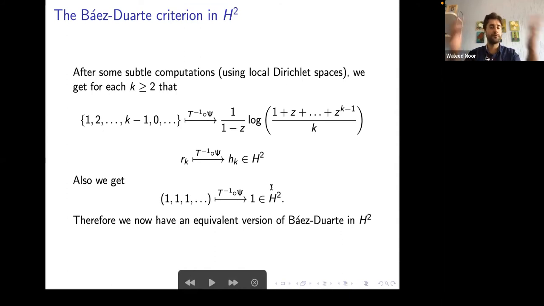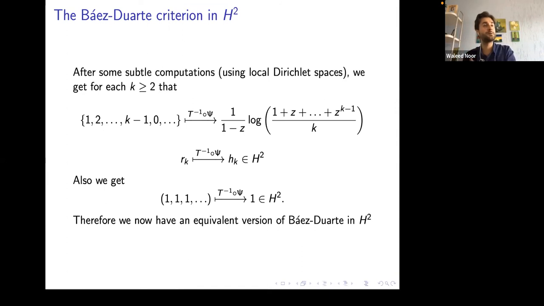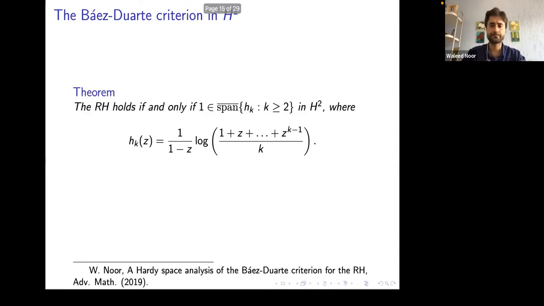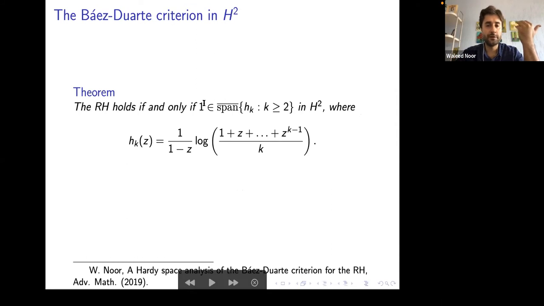So therefore, we can finally reformulate the Hardy space version of the Duarte criterion, which is basically the starting point of our work. So the Duarte criterion in the Hardy space: the Riemann hypothesis holds if and only if the constant 1 belongs to the closure of the span of these holomorphic functions in H2. Okay, so this is the starting point, of course. This is just a restatement of Duarte in the Hardy space.